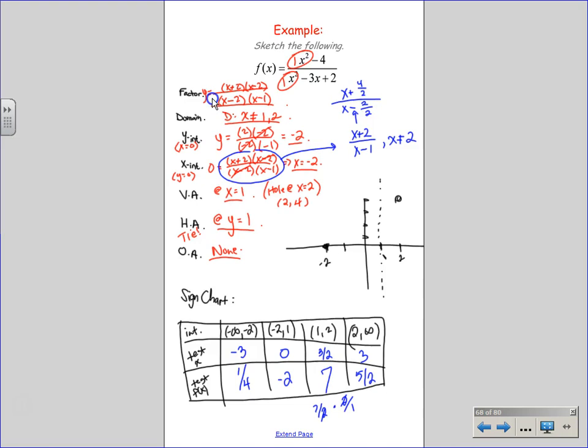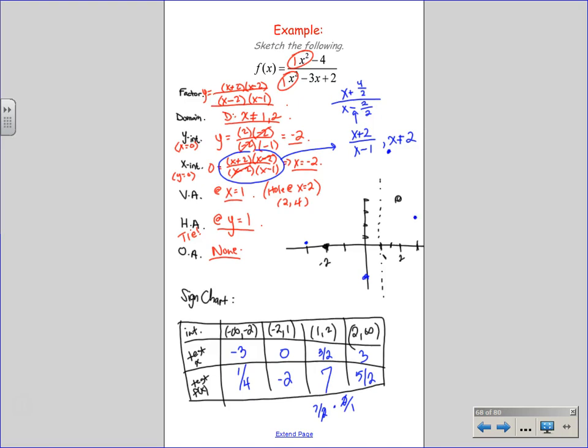Now all we have to do is say, hey, let's take these points and put them in. So what did we get? We found -3, we found 0, we found 3/2, and then we found 3. -3 is going to be barely positive. Barely, barely. 0 is going to be -2. He's going to be pretty negative. 3/2 is going to be 7. Oh my goodness, he's way up here somewhere. And then 3 is 5/2, which would be 2.5.